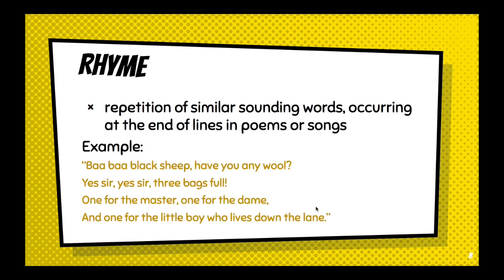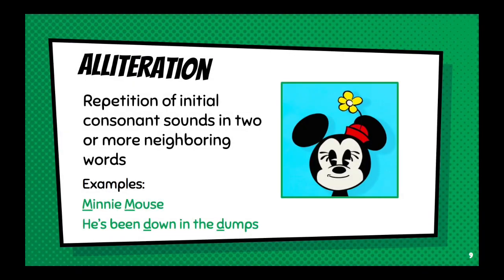One for the dame and one for the little boy who lives down the lane. That still rhymes. It sounds similar, right? It doesn't say the exact same sound. It says similar sound, right? So that's rhymes. We know rhymes. We've been taught rhymes. So there's no need to sort of dwell on this. We're going to talk about another one, though, that I'm not sure if you guys know or have been told about before. So I'm going to teach you guys about alliteration.